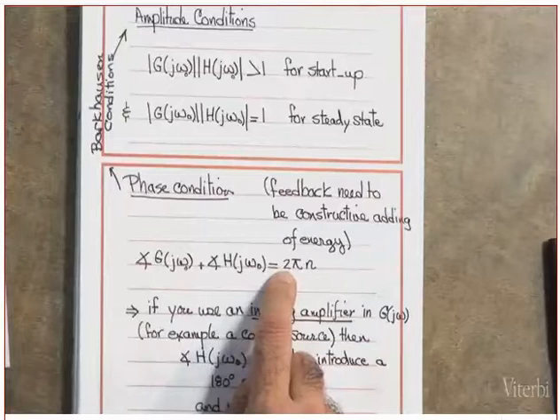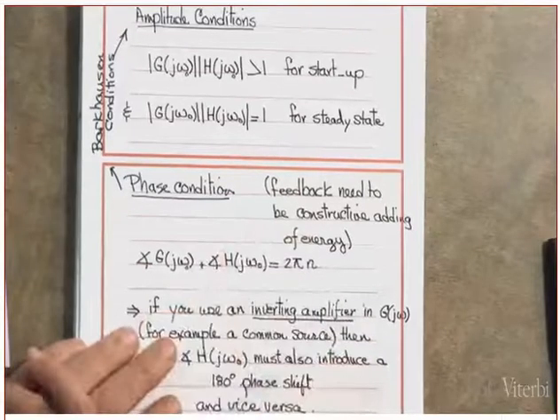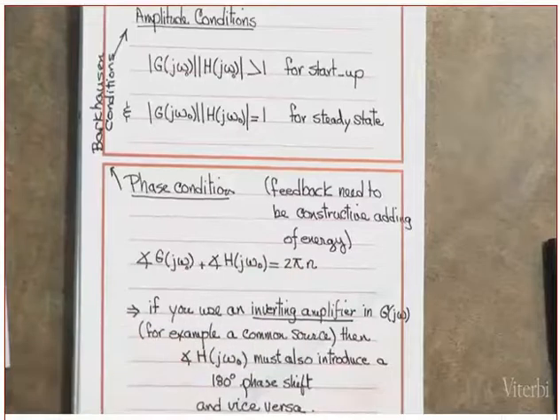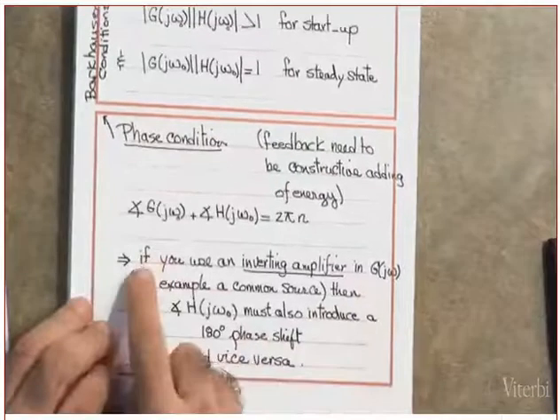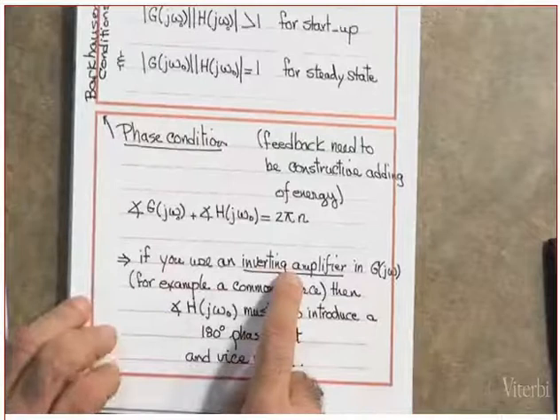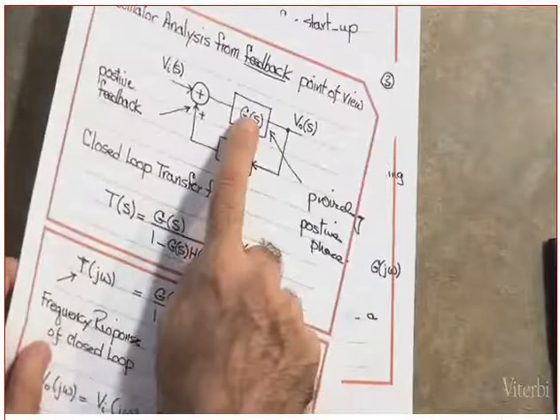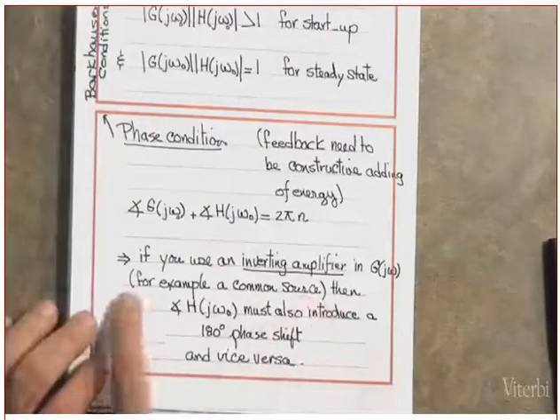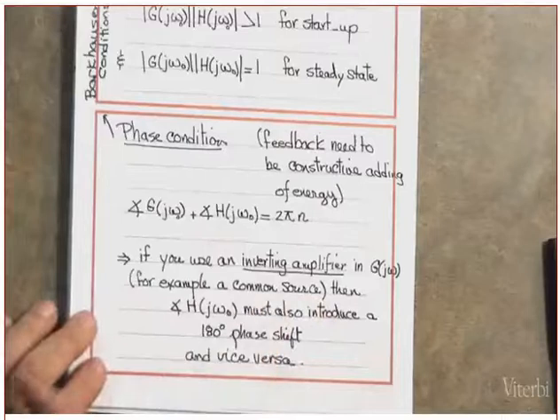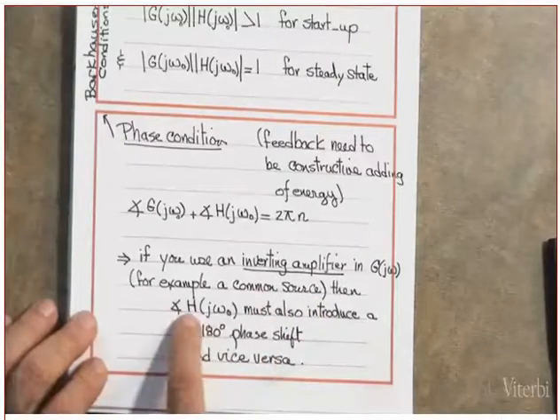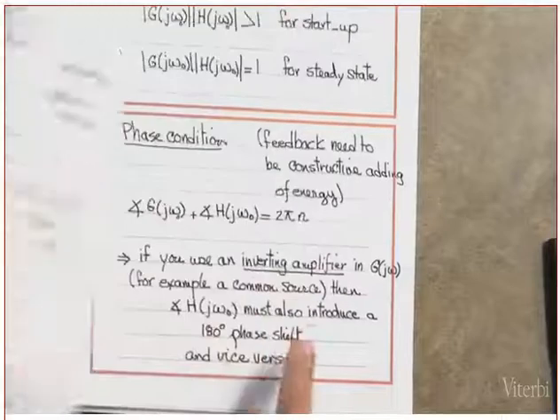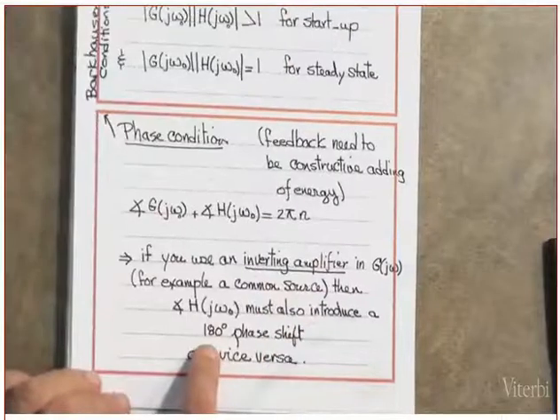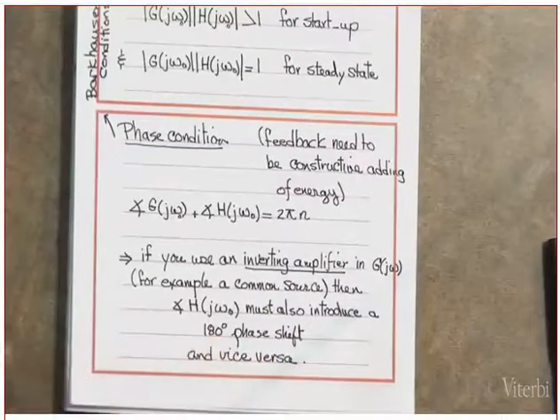Integer multiple of what? Of 2 pi. Is that a positive feedback or a negative feedback? That's a positive feedback. Did you get this or not? It's 2n times what? Pi. Which means what? If you are using an inverting amplifier in G of j omega, for example a common source, like the one I showed you, then the angle of h of j omega must also introduce a 180-degree phase shift. And that's what I showed you a moment ago.